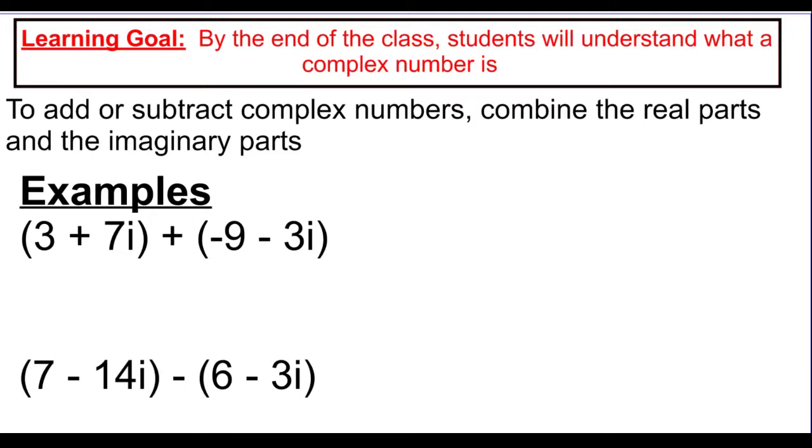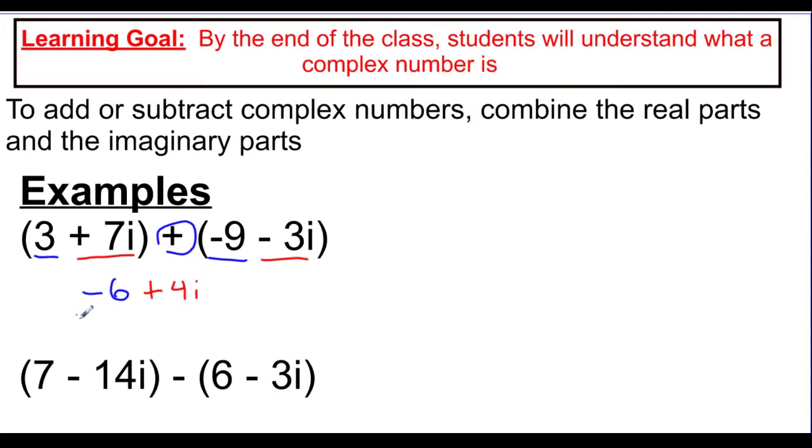So if you take a look at this first problem, I'm trying to add together two complex numbers, 3 plus 7i and negative 9 minus 3i. So I'm going to take the real parts, the 3 and the negative 9, and this thing in the middle says add those together. So 3 plus negative 9, well, that's negative 6. Okay, and then I'm going to do the same thing with 7i plus negative 3i. Well, 7 plus negative 3 is going to be 4, but I need to keep the i attached to it because that's like terms. So plus 4i.